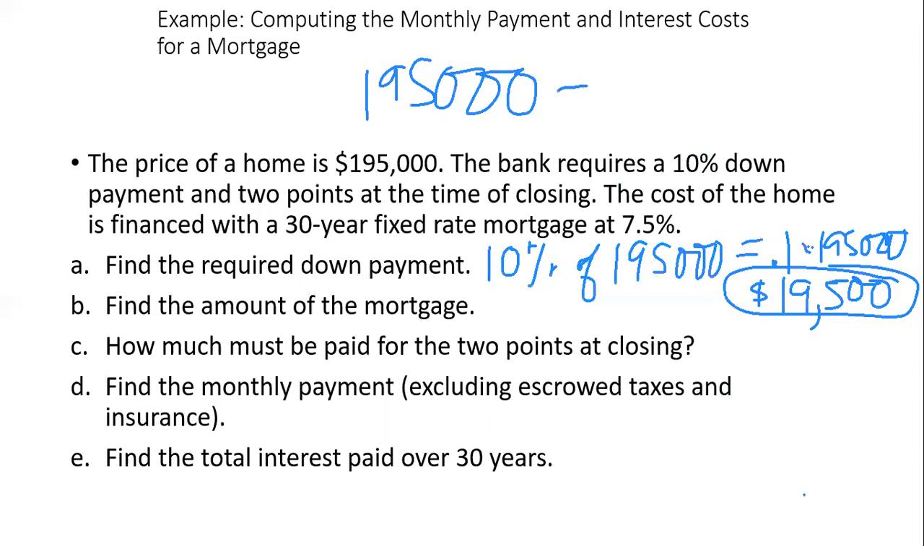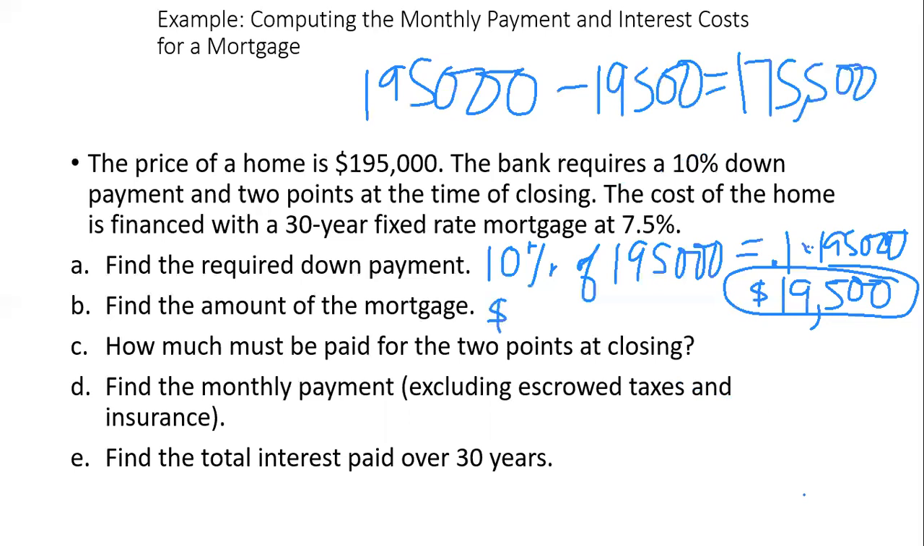Subtract the 19,500 and you're left with $175,500. So that is the actual amount that you would have to take out as a mortgage loan. So you take the sell price, the $195,000 minus the down payment, and that gets you the amount of the mortgage. How much must be paid for the 2 points at closing?